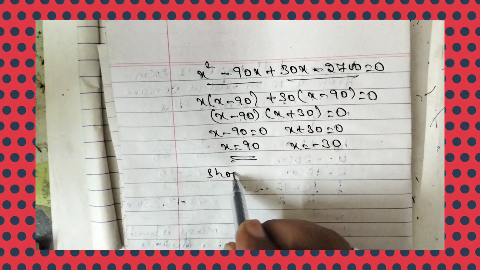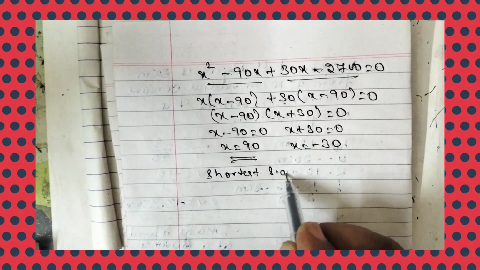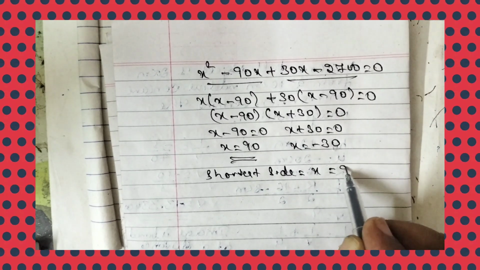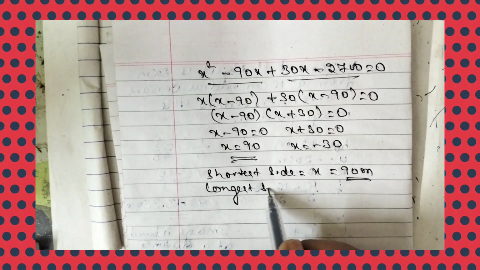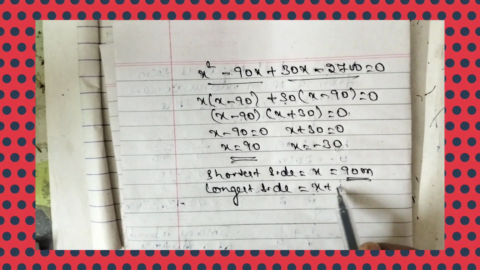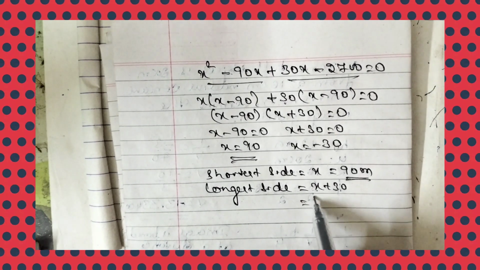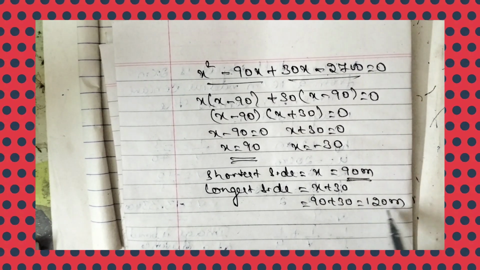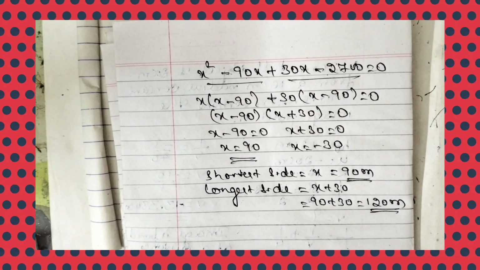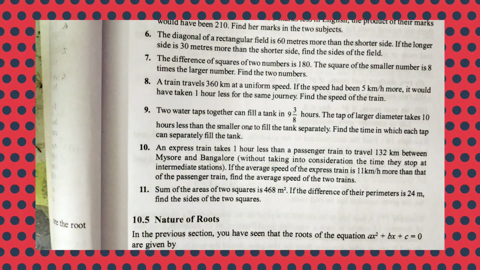So first let us take the shortest side. The length of the shortest side is equal to x, which is equal to 90 meter. Then the length of the longest side is equal to x plus 30, that is 90 plus 30, which is 120. Therefore the longest side will be 120 meter. So like this we have to find the shortest and longest side of a given rectangle. Now let us move to question number 7. Question number 7 is like this.